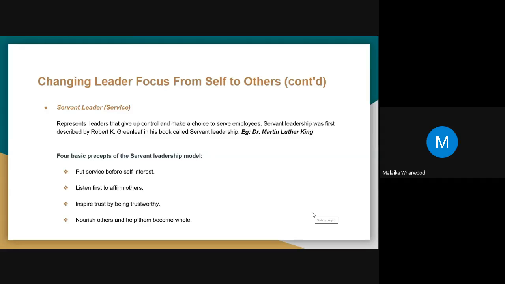Last, we have nourish others and help them become whole. Servant leaders should help others find the power of the human spirit and accept their responsibilities. This requires an openness and a willingness to share in the pain and difficulties of others. So when you do that, you make yourself vulnerable. And it's not always a bad thing. In some instances it's okay to make yourself vulnerable to others, to show that concern and make others feel comfortable and share in their pain.